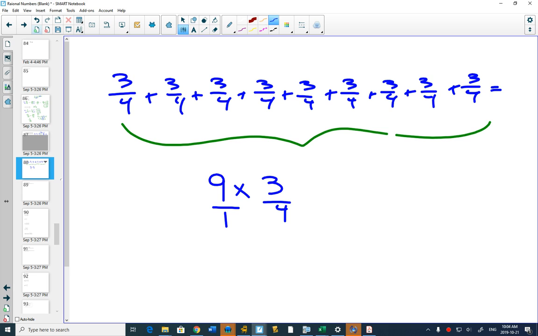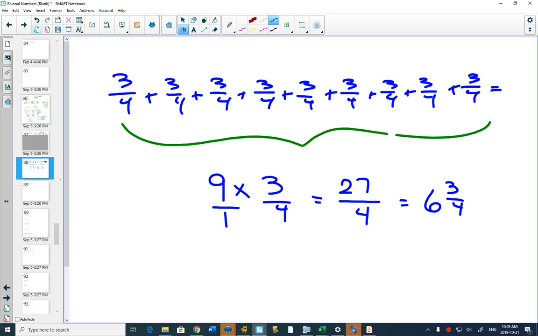How do we multiply fractions? 9 times 3 is 27, and then 1 times 4 is 4. As a mixed fraction, this is 6 3/4. So you opened up 9 chocolate bars, ate 1/4 off of each of them. In reality, you have like 6 full chocolate bars left and 3/4. But unfortunately, all the packaging is ripped open on all of them.